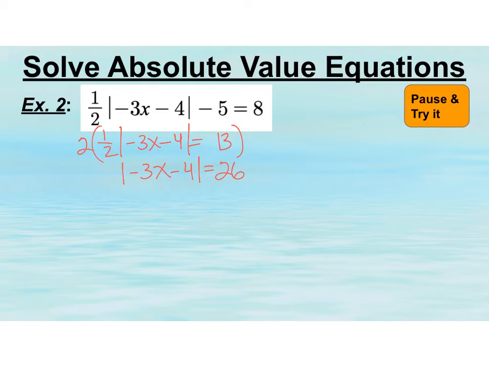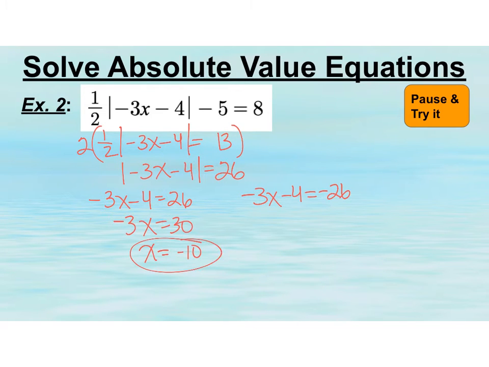And here again, now I'm equal to 26. So I have my bars by itself, so I want to drop the bars and set it equal to 26 and set it equal to negative 26 and solve. So x equals negative 10 and x equals 22/3.